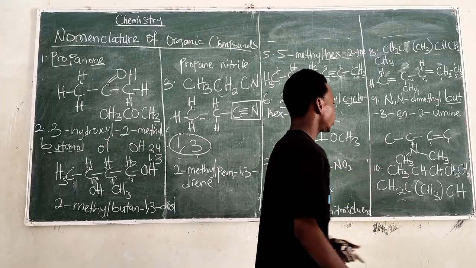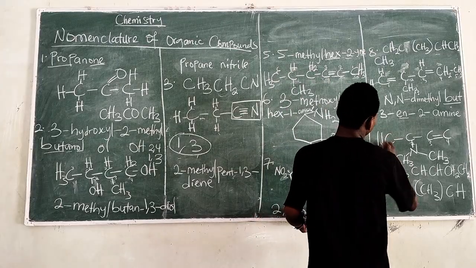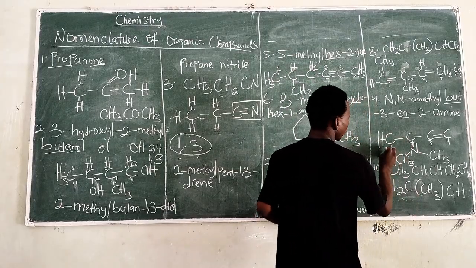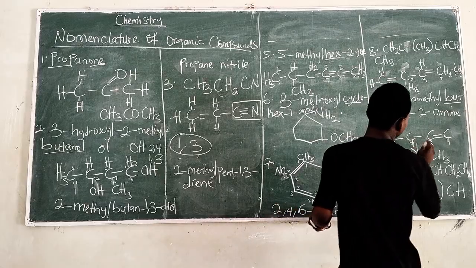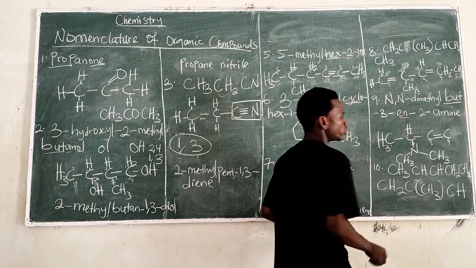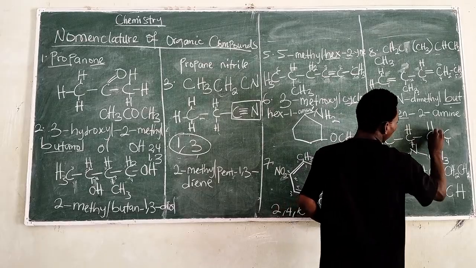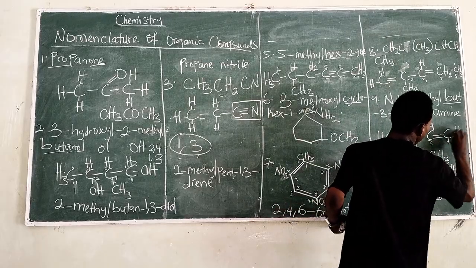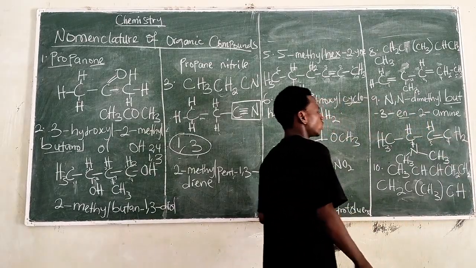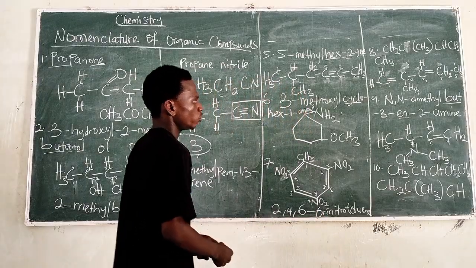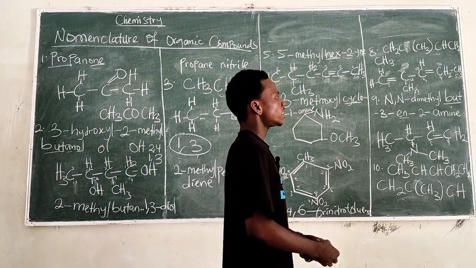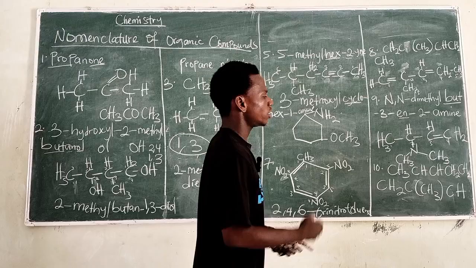So the next thing to do is to add our hydrogen. Here has 1 bond, so we need 3 more hydrogen. This has 3, we need 1 more hydrogen. This has 3, 1, 2, 3, we need 1 more hydrogen. This has 2, we need 2 more hydrogen. So that is all for number 9, which is N,N-dimethylbut-3-en-2-amine.